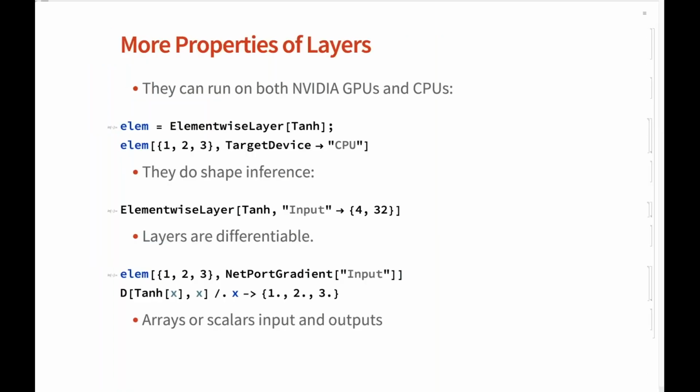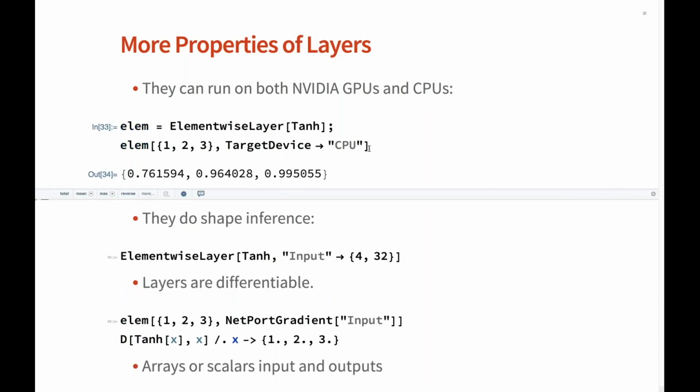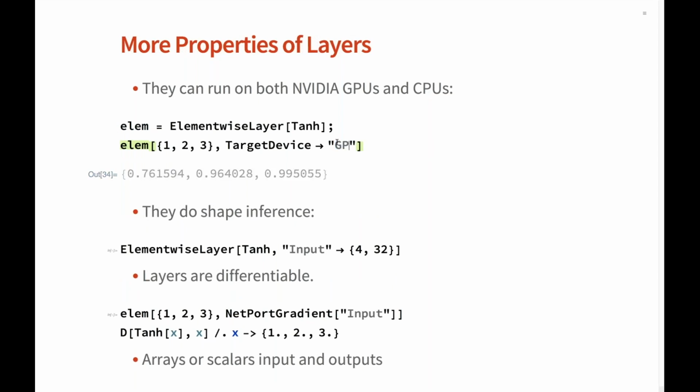Before moving further to other building blocks, I would like to share some more key properties of neural net layers in the Wolfram language. So layers can be run on either a CPU as well as a GPU, so you can define the target device. But I only have the CPU, I do not have a GPU, so I can only show you a demonstration. Otherwise, if you have a GPU, you just need to mention it over here as GPU and run this on the GPU device.